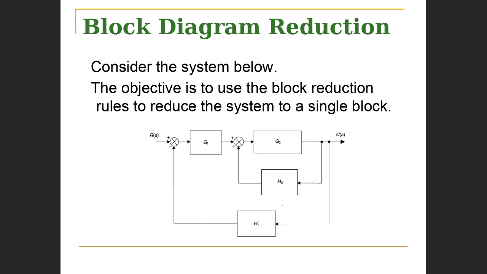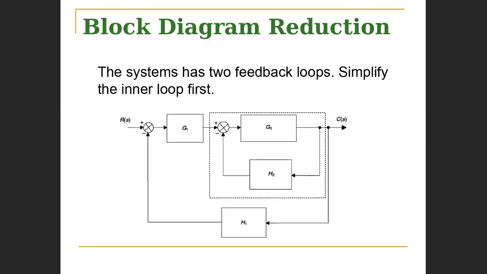Right. So we have two loops. Now, to simplify this block, we have to now simplify the inner loop. We're going to be focusing our attention on the inner loop. Question is, what rule do we use to simplify that inner loop? Can somebody use the raise hand feature and tell me what rule do we use to simplify that inner loop? It's a feedback loop. How do we simplify that feedback loop?